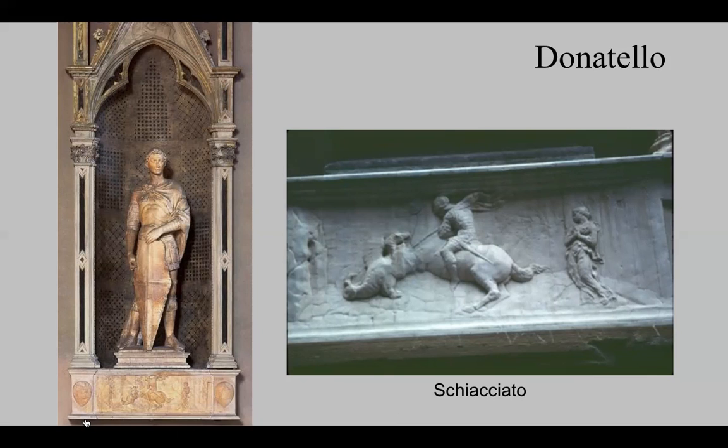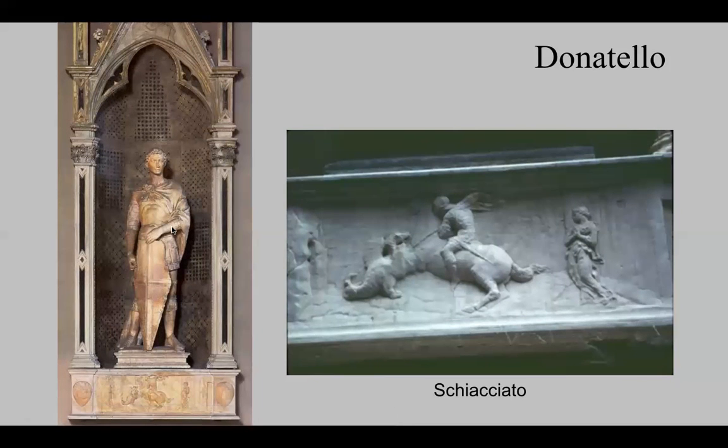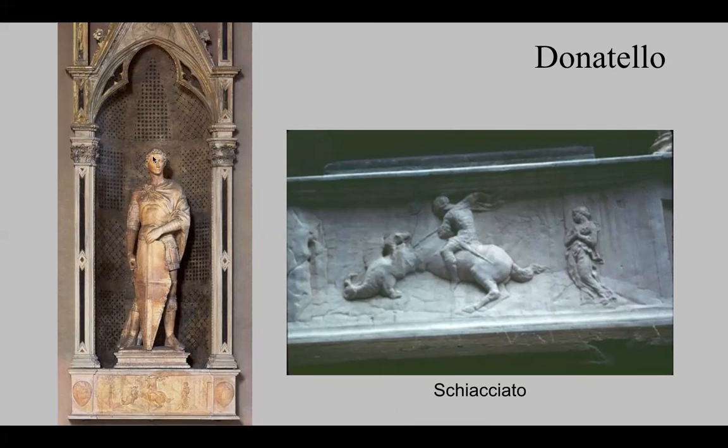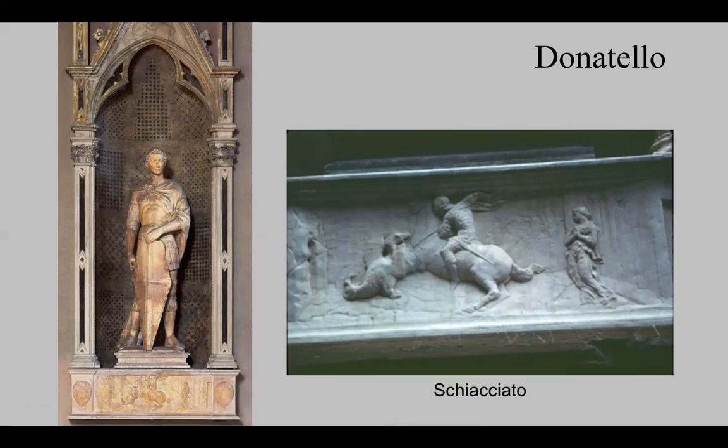This one is for the Metalsmith Guild. You can see that he has this gigantic shield, and he probably also once upon a time had a real sword and possibly a helmet on his head to show the workmanship of the guild. In the very base of this, he has St. George slaying a dragon. This has a characteristic that we call schiacciato, which is basically atmospheric perspective in sculpture.